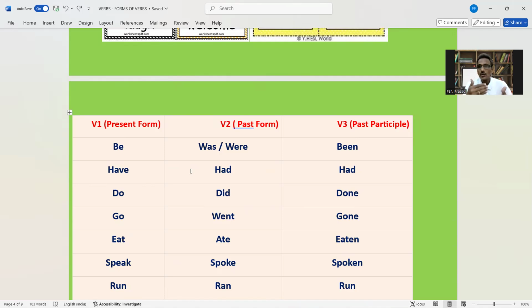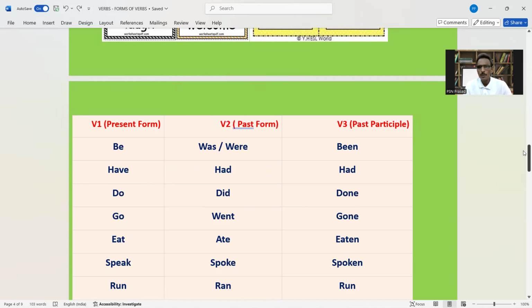Okay, that is the first form of the verb used. That is the V1 form, or the present form. If the action was completed sometime back, then that is said to be in the V2 form, or past form. Then what about the past participle? It is used in the perfect tenses. If the action has just been completed, for such actions we use this past participle.